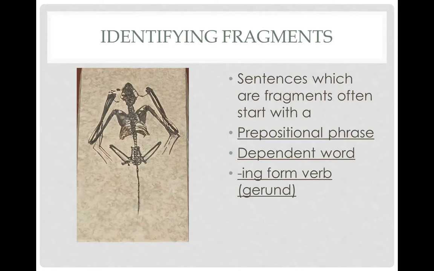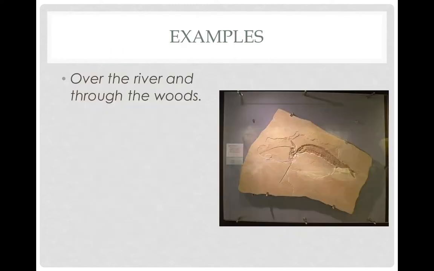We also have fragments which start with an -ing form of verb, a verb ending in -ing. The fancy term for this is gerund. And finally, we have some fragments that start with the word to followed by a verb. And this form, the fancy term, is an infinitive. We're going to be going through some examples of sentences which follow these patterns and talking about what they're missing and how we might go about correcting them.